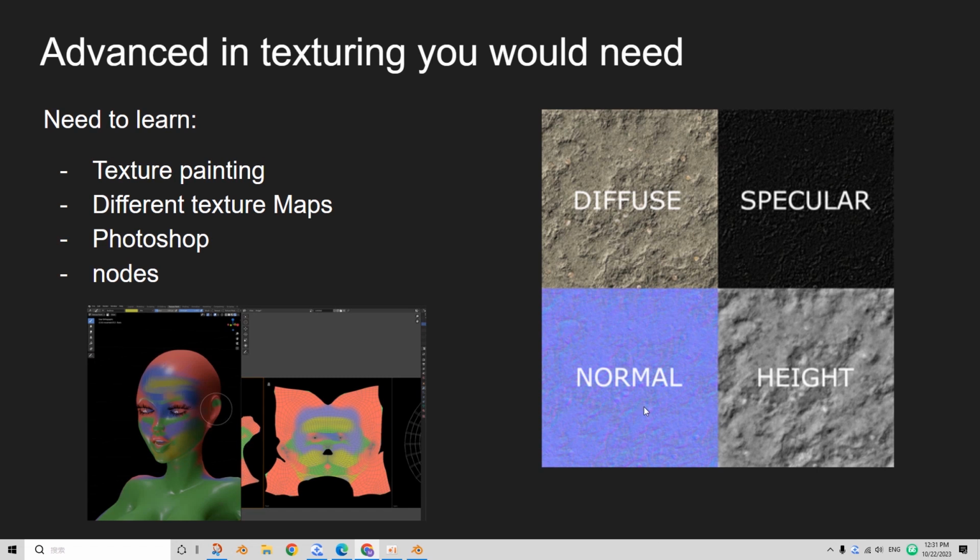So what these things do is, normal maps tell Roblox which part is lower and which part is higher, like bumps on the skin.